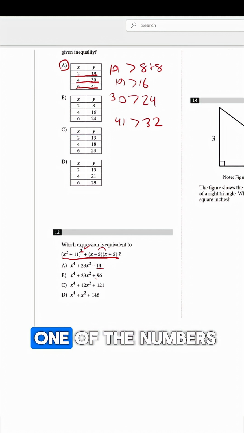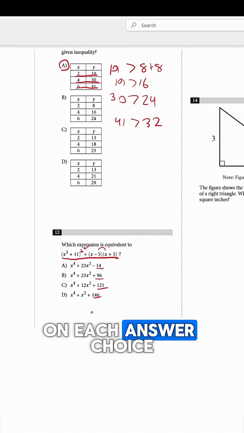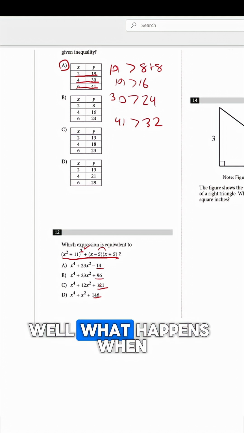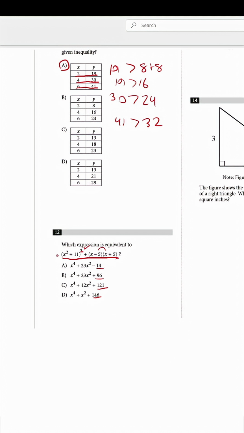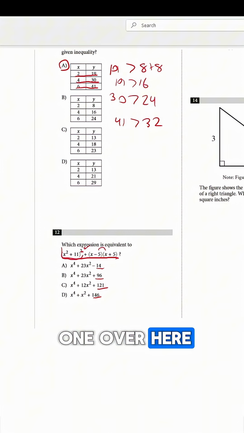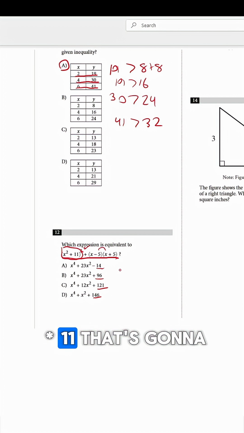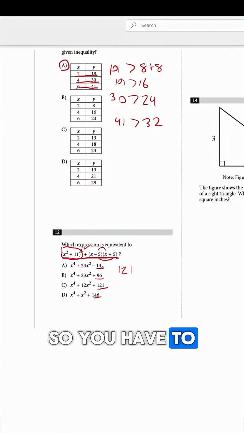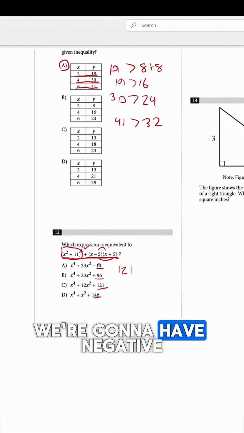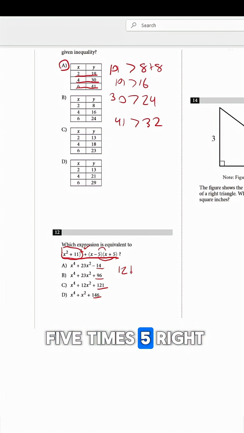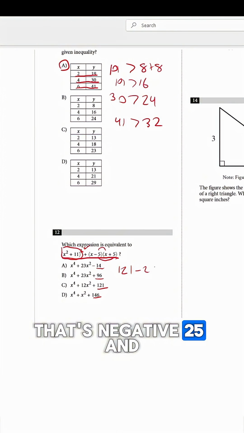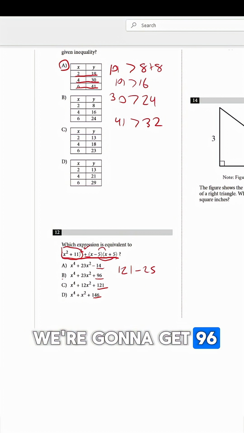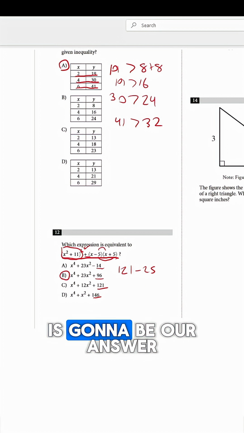Notice how every single one of the numbers on each answer choice are different, right? So all you have to do really is just think, well, what happens when I use all the numbers? Well, in the first one over here, we're going to have 11 times 11. That's going to be 121. And here, remember you have to do PEMDAS, so you have to multiply this first before adding. We're going to have negative 5 times 5, right? That's negative 25. And since it's telling us to add it together, when we combine that, we're going to get 96, which means that B is going to be our answer.